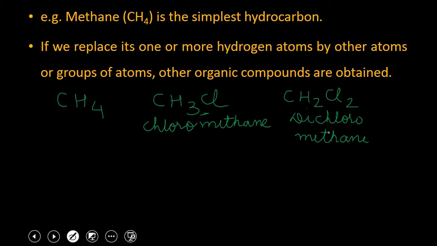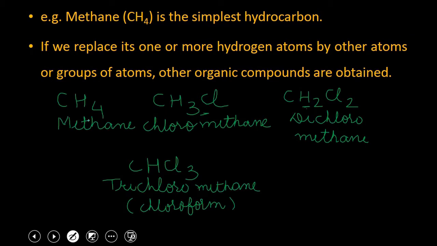Now children, I am going to replace one more hydrogen. So if you are replacing one more hydrogen, you will be left with 1 hydrogen only. So you will get CH with 3 chlorines, CHCl3. So this is called trichloromethane, and this trichloromethane is very popularly known by its common name, chloroform.